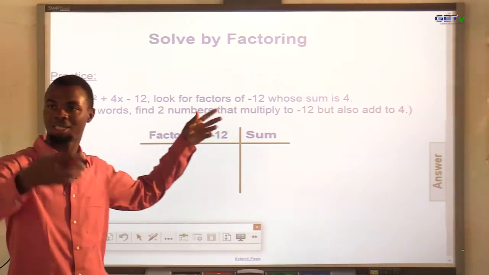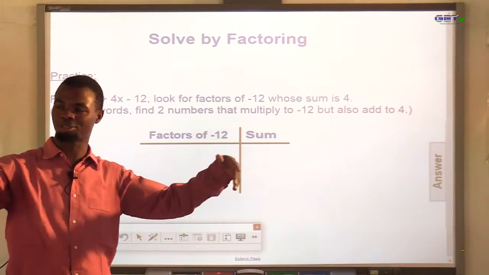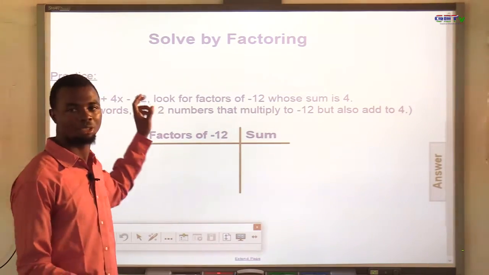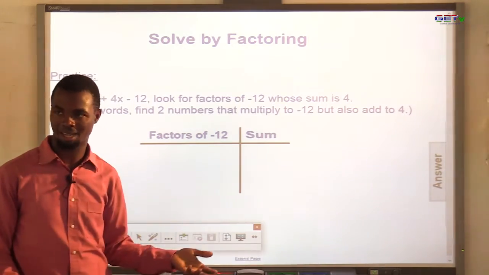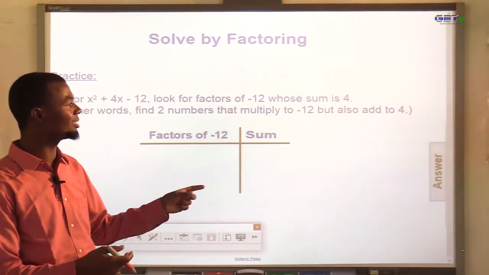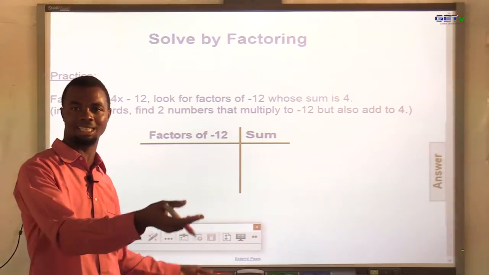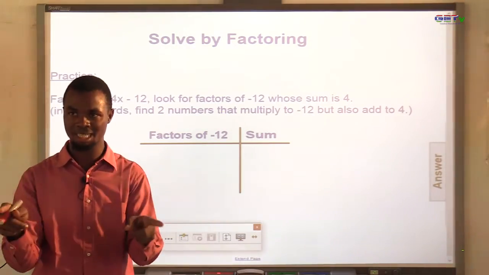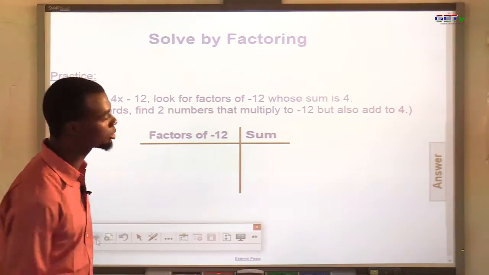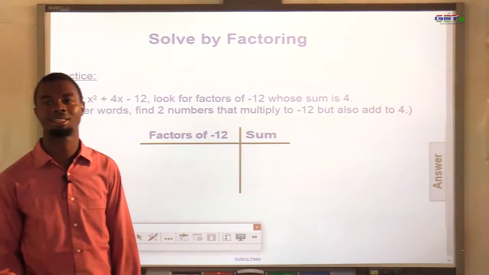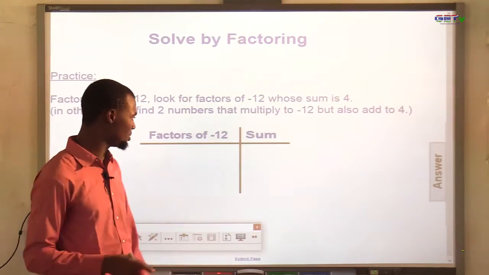Now, the other one, we list all the possible factors of 18 and then find the sum. We can do a similar thing here. But as you go, you realize this one will give you negative 12 and this will give you 4. You will only have one set of those factors. You cannot have more than one. So let's look at the factors of negative 12 whose sum will be 4.